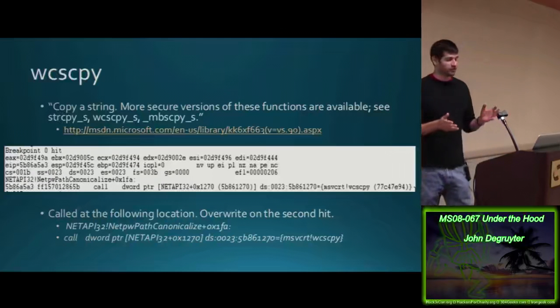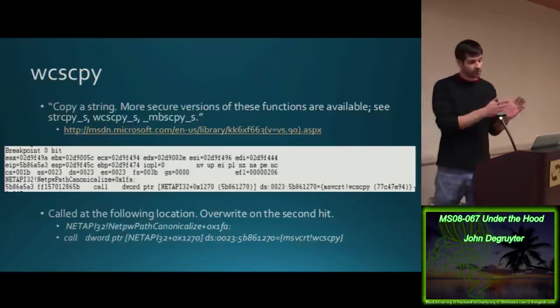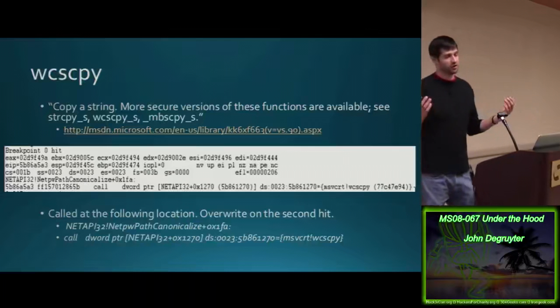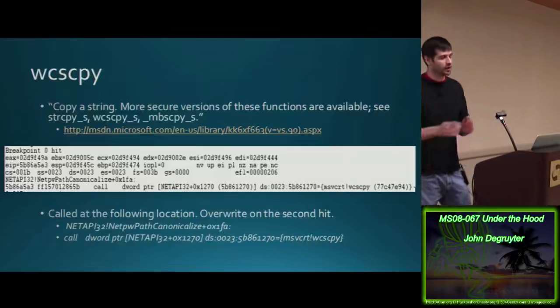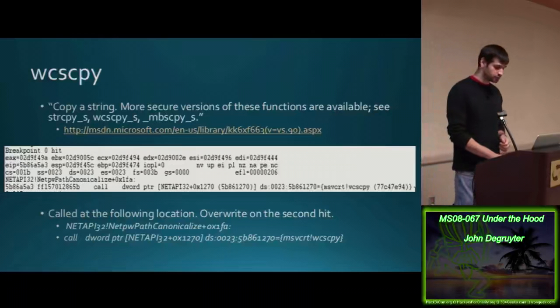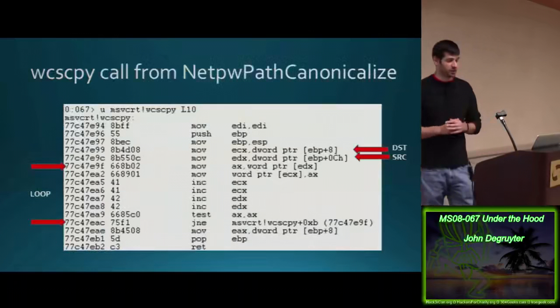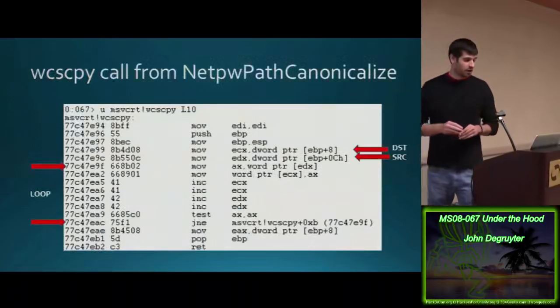And the problem is we can manipulate the data so that what we copy in from the source to the destination is larger than what the destination can hold. So we're going to write past that bound of where we're supposed to be and overwrite the stored instruction pointer. And this is what that function looks like, the wcscpy, or the copy.